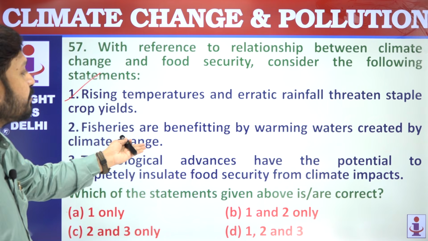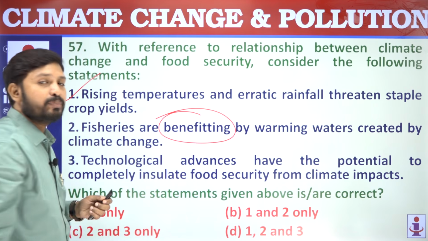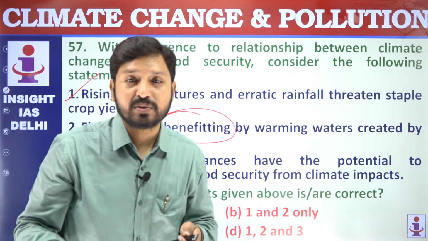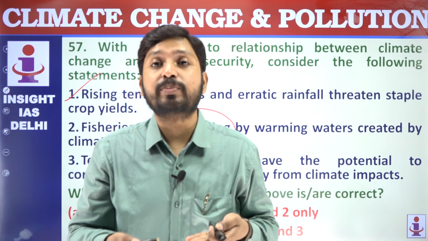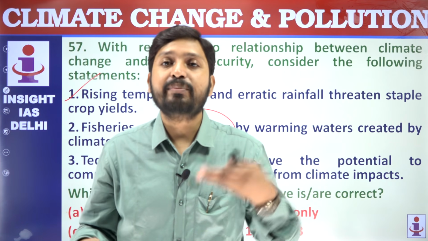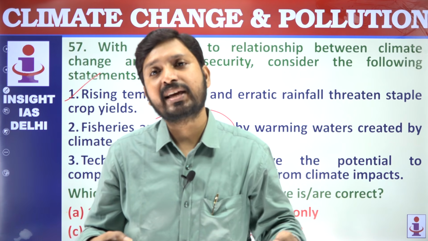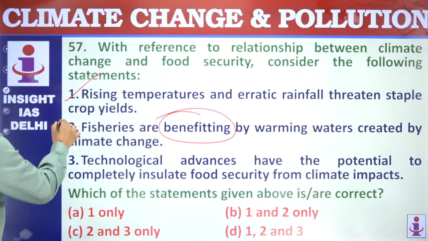Fisheries are benefiting by warming waters created by the climate change. No, they are not getting benefited, they are going to get impacted, because when the water is warmed, the oxygen in the water will be reduced, because water will have less holding capacity of oxygen when the temperature is high, right? So once less oxygen is there, hypoxic conditions will be there, dead zones will be created, so fish or other species in the water will find it very difficult to survive. So this is the wrong statement.